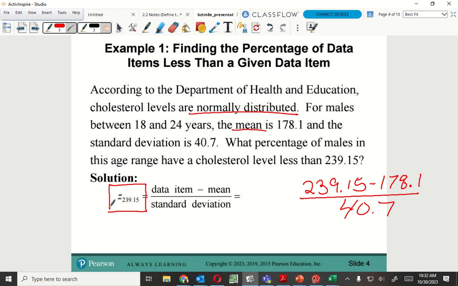Got it. All right. So let's go ahead, and from there, I should get the z-score. So the z-score for the data item of 239.15 is going to be 1.5.